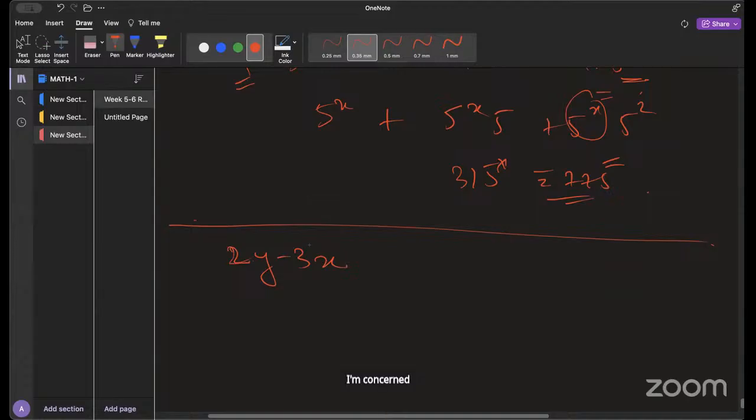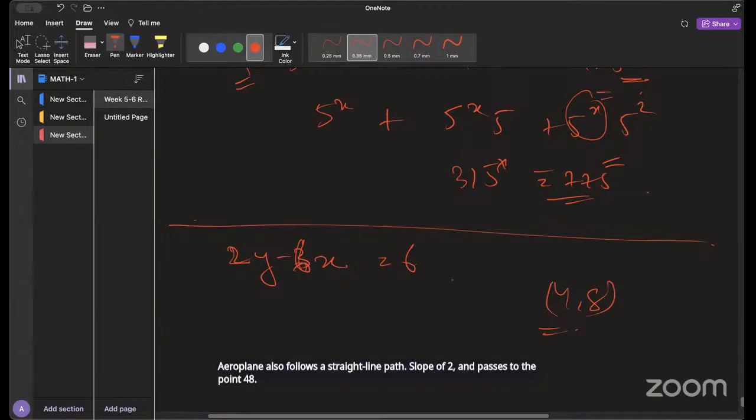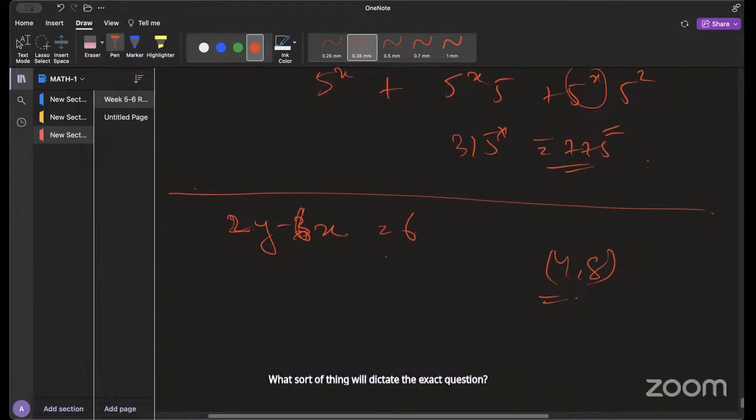Question is, a bird is flying along the straight line 2y minus 6x is equals to 6. After some time, an aeroplane also follows the straight line path with the slope of 2 and passes through the point 4, 8. What slope, dictate the exact question. This is the path that the bird is following, and then what's the aeroplane thing?